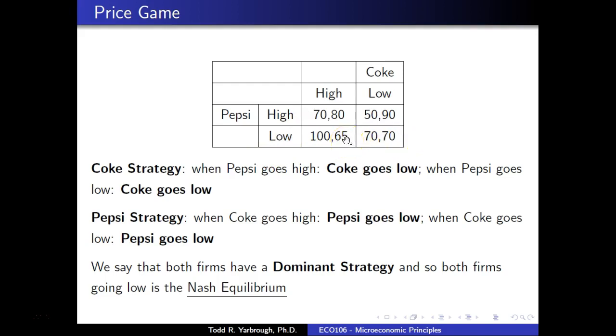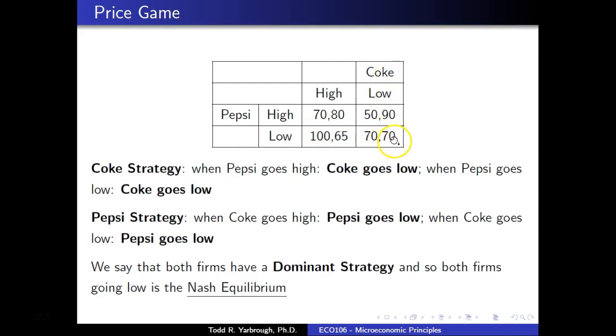Now, on the other end of the spectrum, if Coke picks high, that means we're in one of these two quadrants. Pepsi wants to pick low because 100 is greater than 70. And if Coke picks low, then Pepsi wants to pick low again because 70 is greater than 50. And so the Nash equilibrium of the game, therefore, is going to be found when both players pick low. Again, the Nash equilibrium is defined as the outcome of a game in which neither player wishes to deviate from the strategy given the strategy of the opponent.